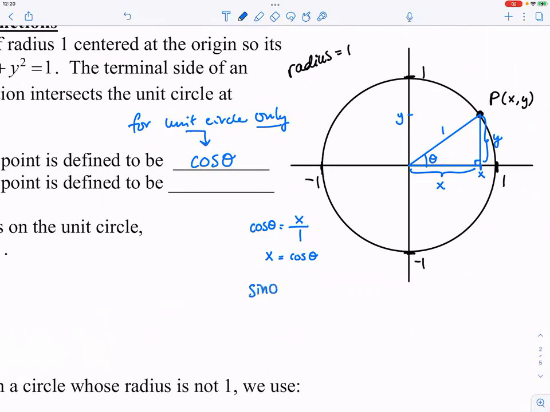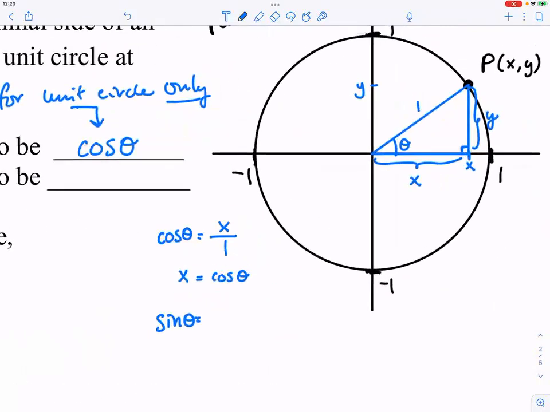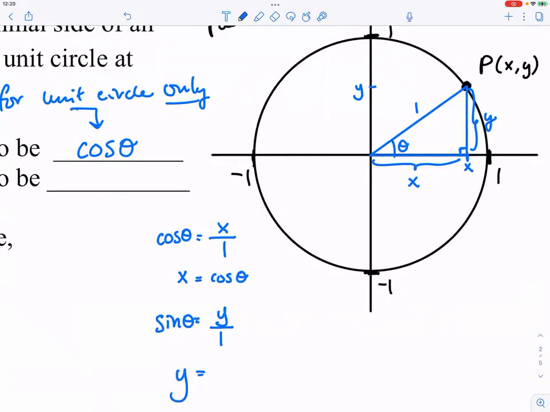And sine theta is going to be opposite over hypotenuse, so y over 1. So that means the y value is simply sine theta. So the y coordinate can also be expressed as sine theta. Okay.